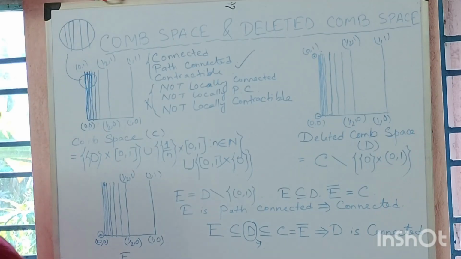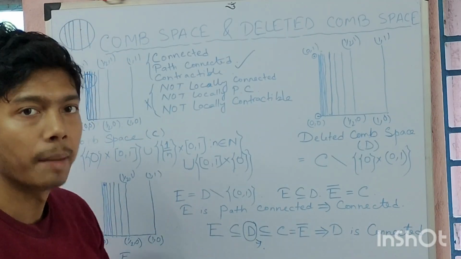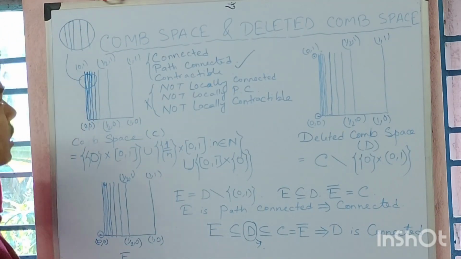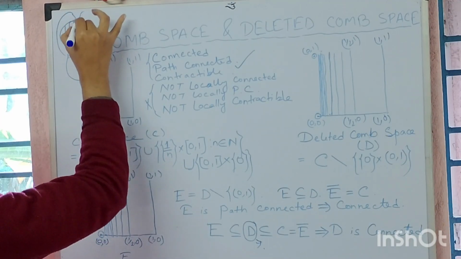Okay, then look at this. It can't be joined with any path. If you take a point from here and a point from there, then it can't be joined by a path. Also, it is not connected. Also, you can divide it from here. This is an open set, and this is an open set.